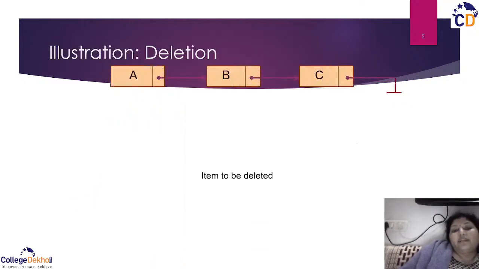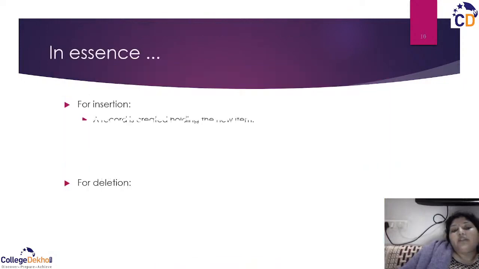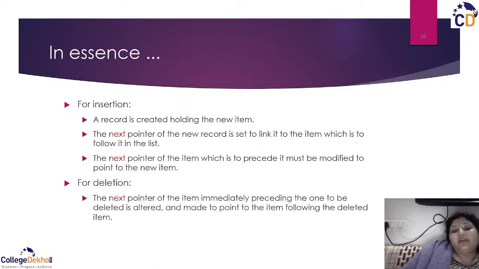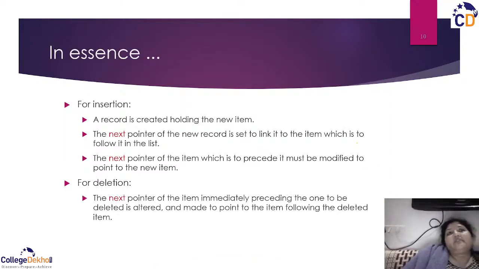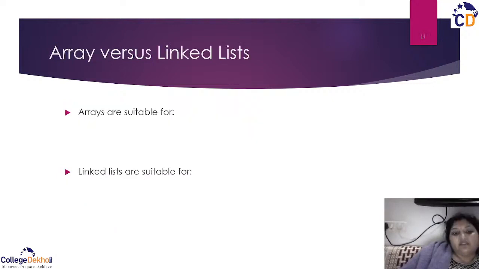So this is what these statements are telling: what things need to be kept in mind while making changes in the next pointer. For deletion, the next pointer of the item immediately preceding the one to be deleted is altered and made to point to the item following the deleted item. Now you make the changes like this.